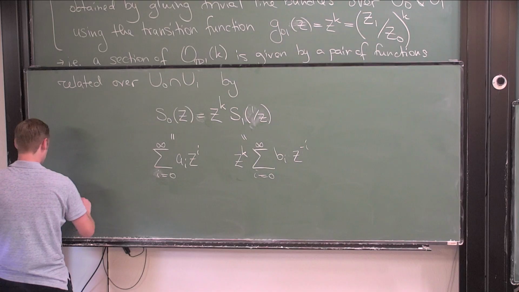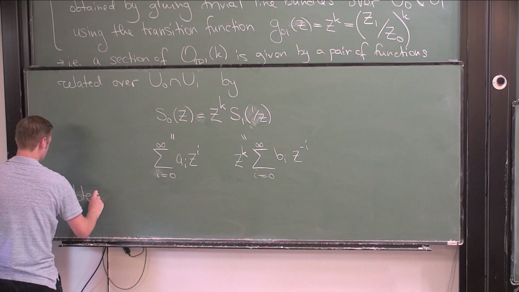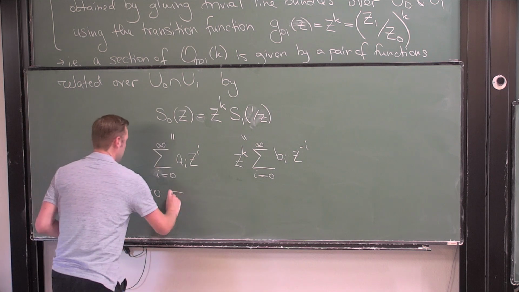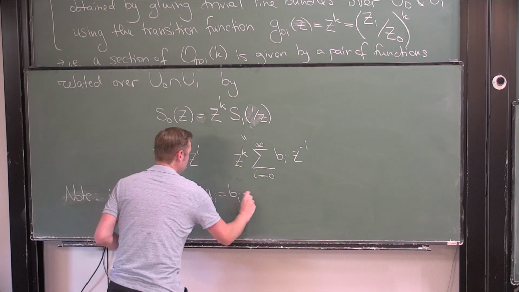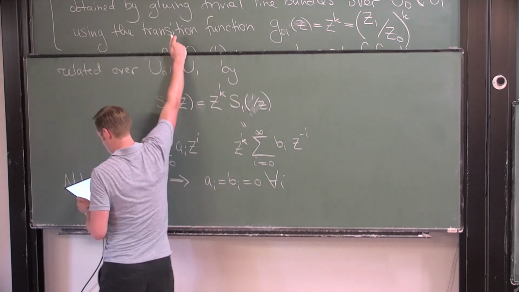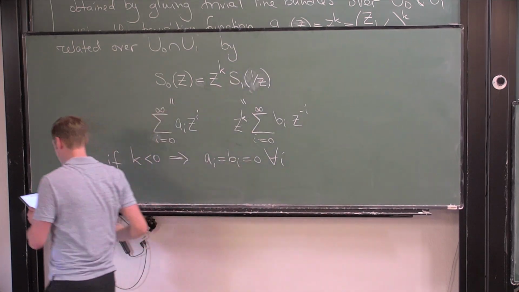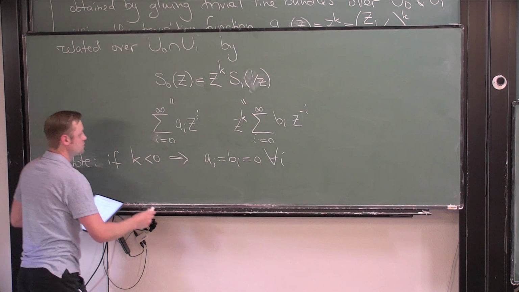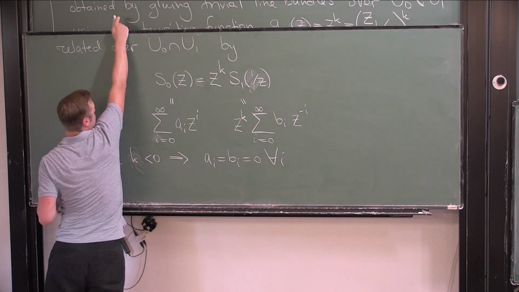What we see is that if K is strictly less than 0, then a_i is equal to b_i is equal to 0 for all i. Right, okay, so that's one conclusion. But another conclusion is that, now, that's for K negative. Oh, okay, this is why I confused myself, this is what I wanted to say.